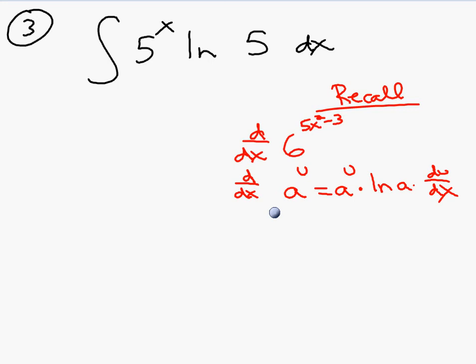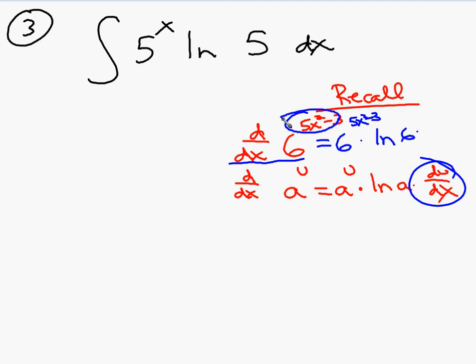Okay? So the derivative of this thing right here is going to be 6 to the 5x squared minus 3 times the natural log of 6 times the derivative of u. So what's the derivative of 5x squared minus 3? 10x. Times 10x.